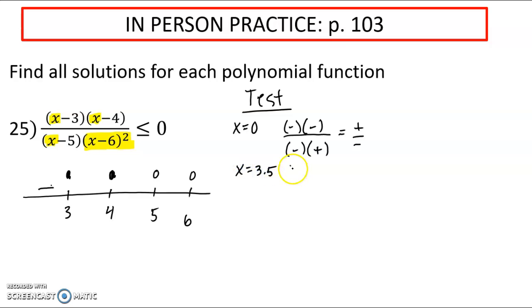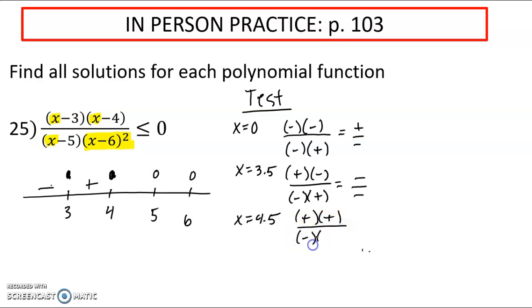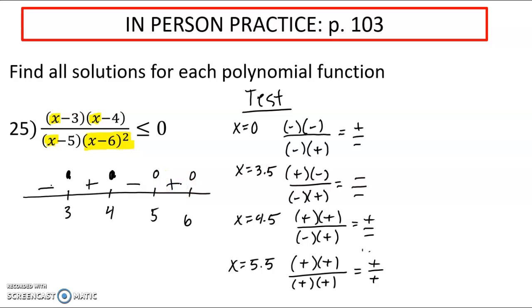If I plug in 3.5, I would get a positive times a negative over a negative times a positive. So a negative divided by a negative would make that interval positive. 4.5, I would have a positive times a positive over a negative times a positive, right? That one always remains positive. So positive over a negative, that would make that interval negative. If I plug in 5.5, positive, positive, positive, positive. So that would make my entire answer positive. And lastly, if I plugged in 7, again, everything would be positive.